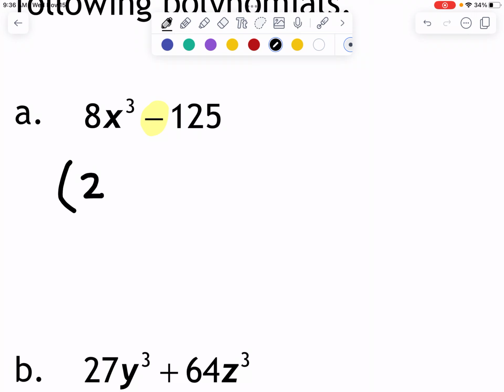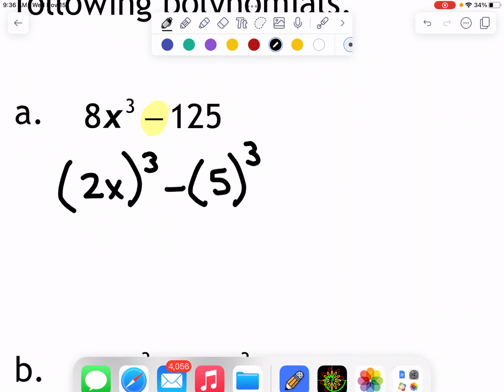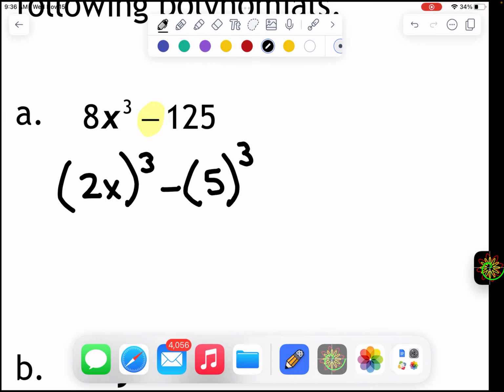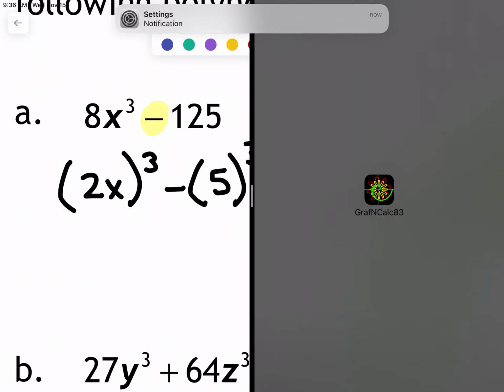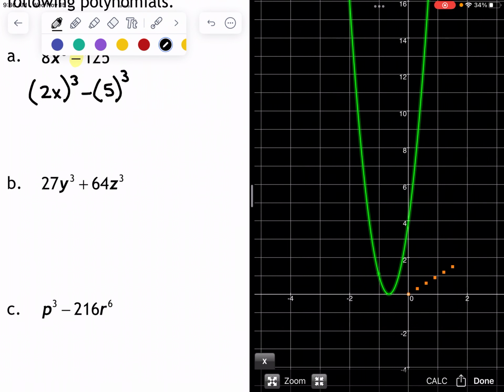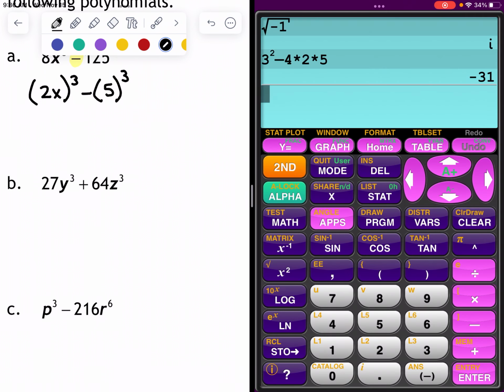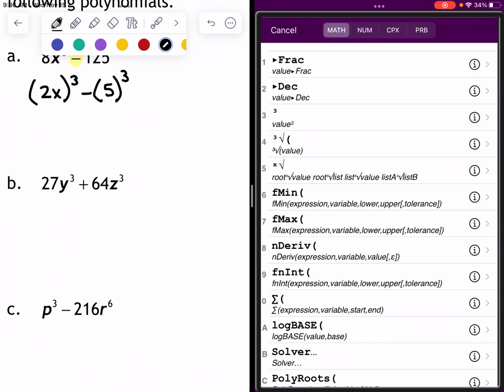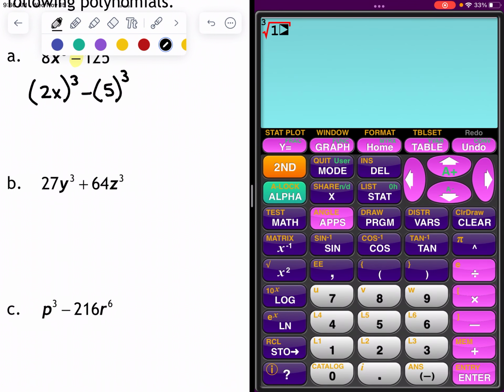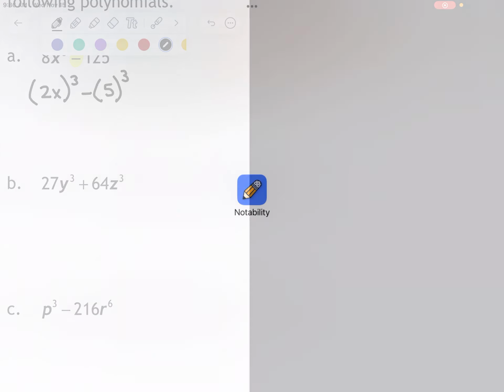I know I can take 2 to the third power to get 8 and x to the third power to get x cubed. Okay, and I can take 5 to the third power to get 125. If you did not remember what this was, you can hit up your Graph and Calc. And on Graph and Calc, under the Math menu, we see option 4 for that cube root button. I can take the cube root of 125 to get 5.